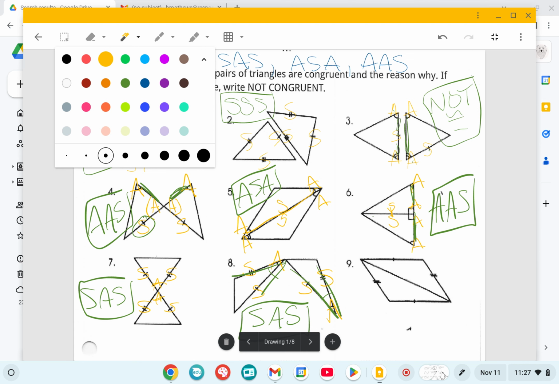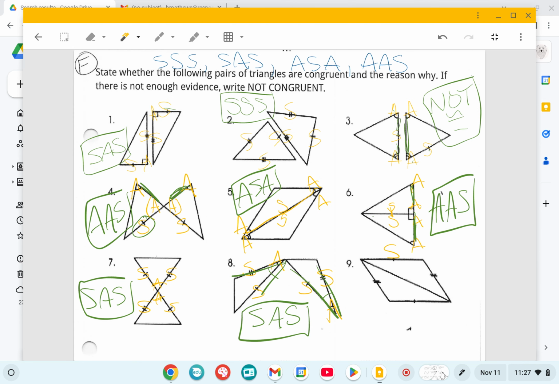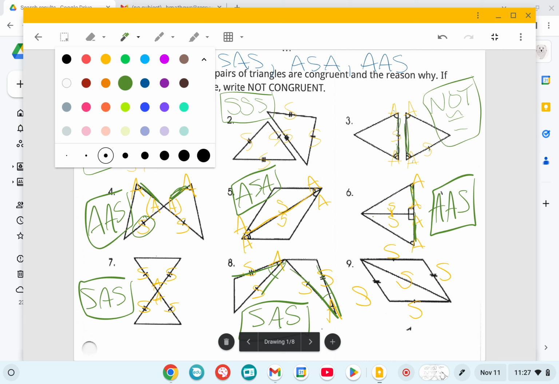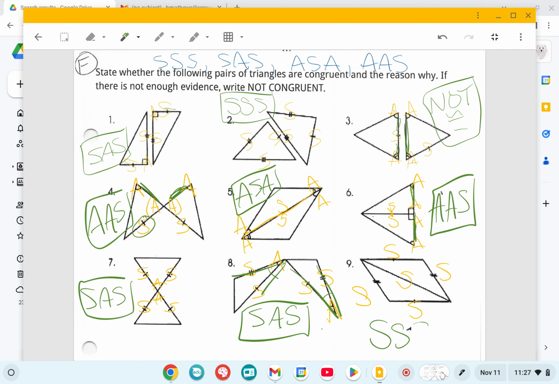And then looking at this last one, we've got a pair of sides. We've got a pair of sides. And we've got a pair of sides in between. And so all we have is sides. When all we have is sides, that's easy. It's just side, side, side.